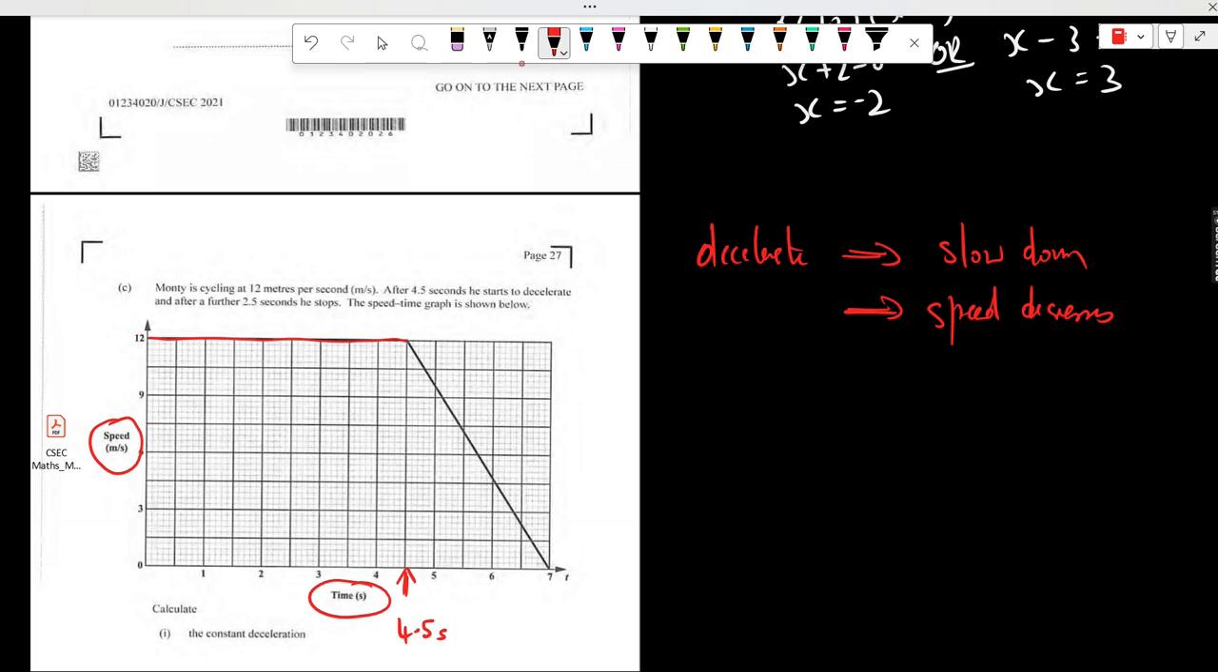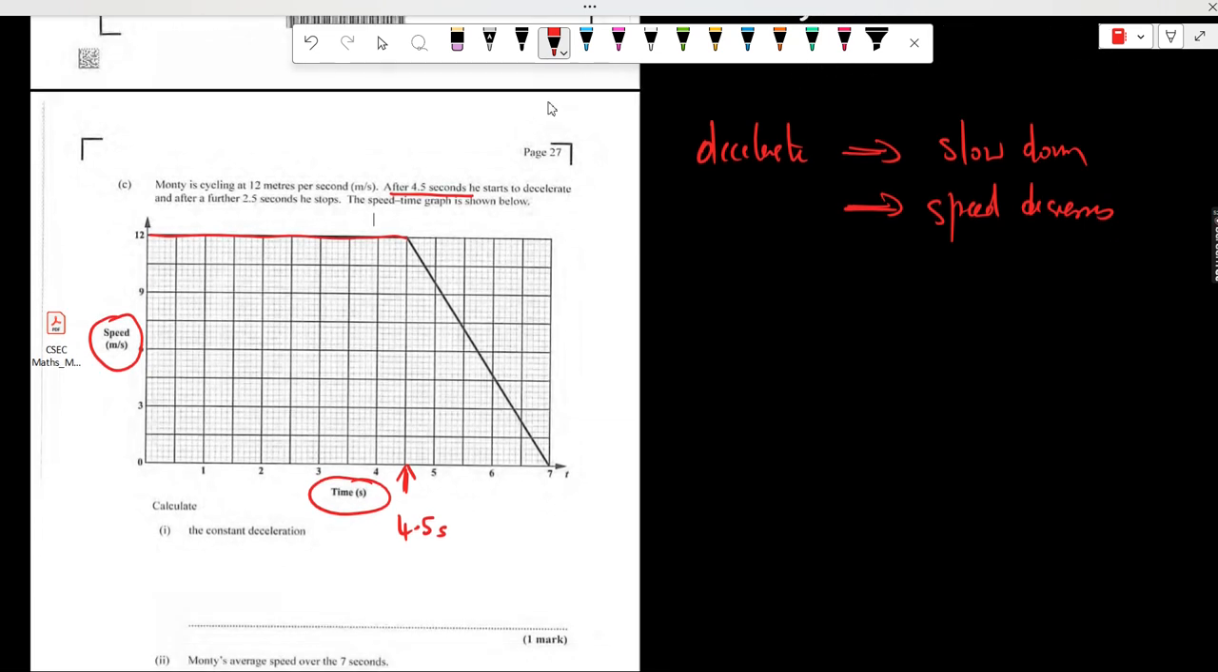At this level, we're going to be dealing with a uniform decrease in speed, or uniform deceleration, or in some cases, acceleration. So we're told that after 4.5 seconds, it starts to decelerate, and after a further 2.5 seconds, it stops. The speed-time graph is shown below. We could have inferred all that information straight from the graph without being told, but you're given the information. So calculate the constant deceleration.